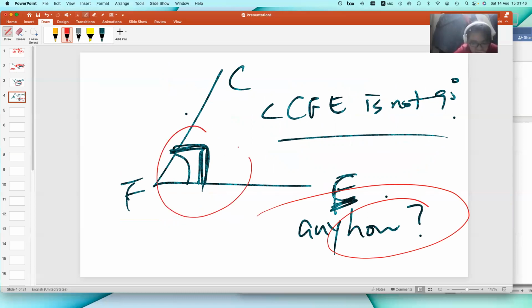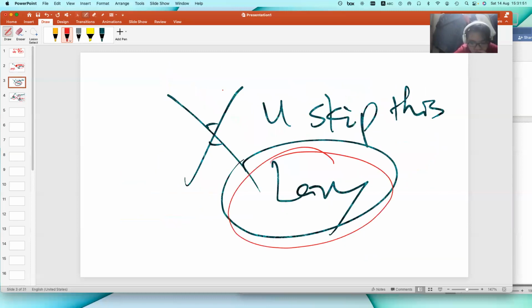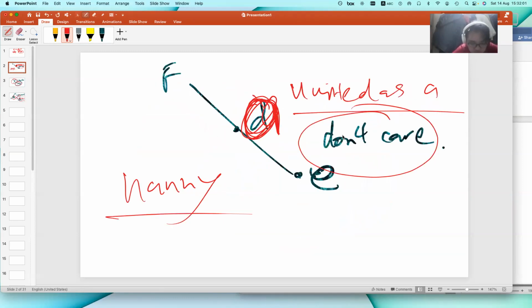The angle is not 90, you force it to be 90. I ask you to give me three steps for each question and you skip one and you tell me, oh, because this diagram, it works for both. Lazy. This one, don't care. Anyhow, right? You write the D as the A. And just because of all this bad attitude, you make so many mistakes in this question.